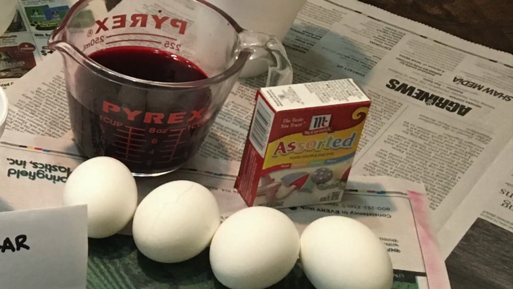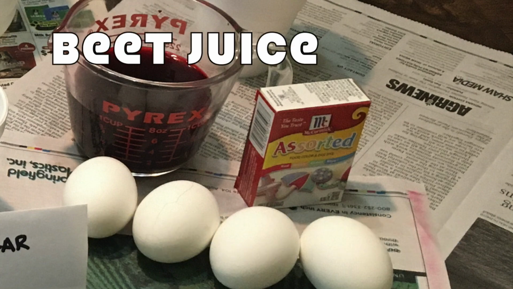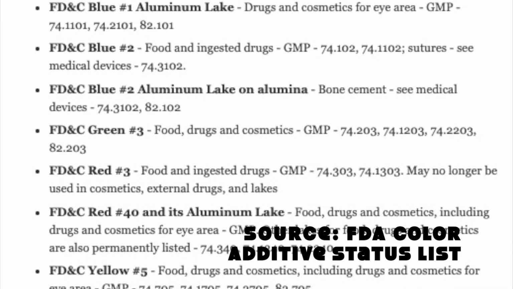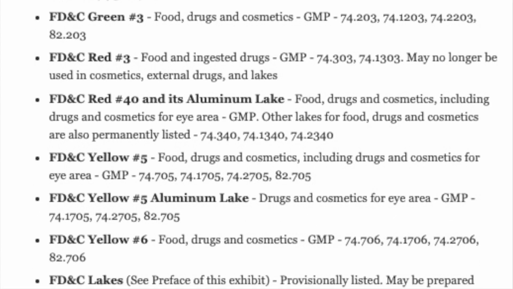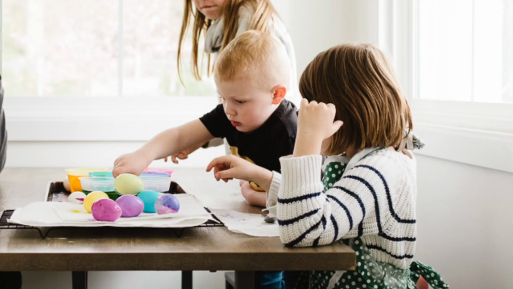2 eggs will have artificial dyes, and 2 will use a natural dye. This experiment will compare good old McCormick food dye to beet juice. The artificial dyes contain water, propylene glycol, propylparaben, and the various F, D, and C colors used to make red, yellow, green, and blue dyes. They are very popular for egg dyeing because they provide such vibrant colors, which makes the kids happy dyeing them and the parents concerned about staining.